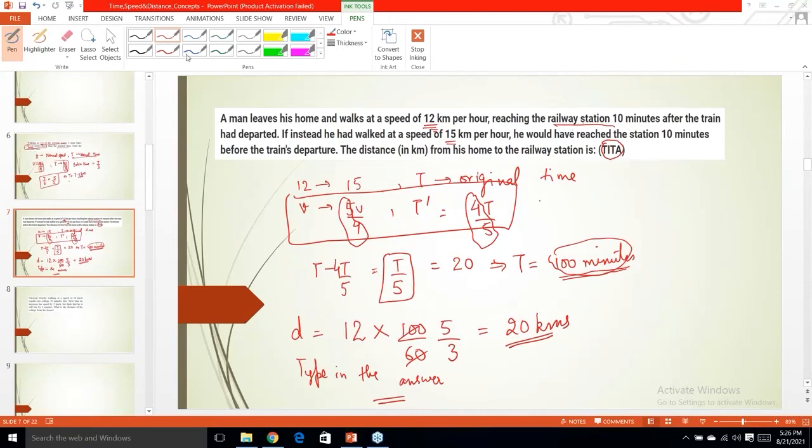Okay, so this is a CAT question. I think this was asked in CAT 2017, if I'm not wrong. Now you can clearly see this. 12 to 15 is a change of 5 by 4 times. If this is 5 by 4, time is 4 by 5. If original was 1, now time is 4 by 5. You have saved 1/5 of the time, and 1/5 of the time is like 20 minutes. You take 100 minutes, and then 100 minutes into 12 kilometers per hour is your answer.